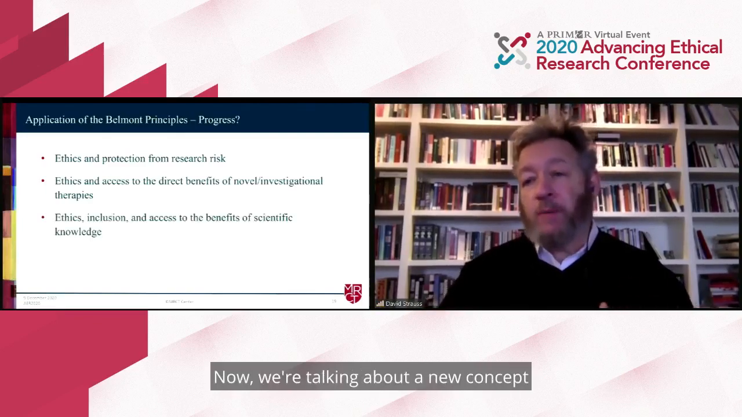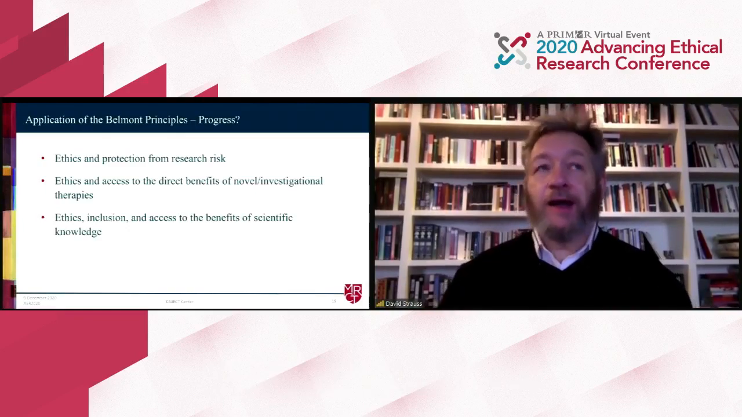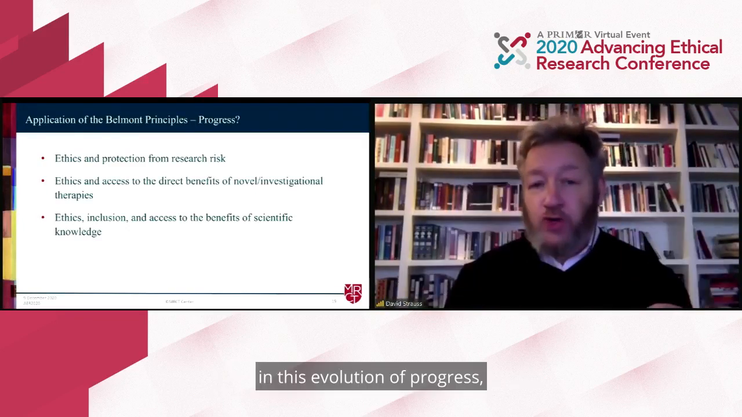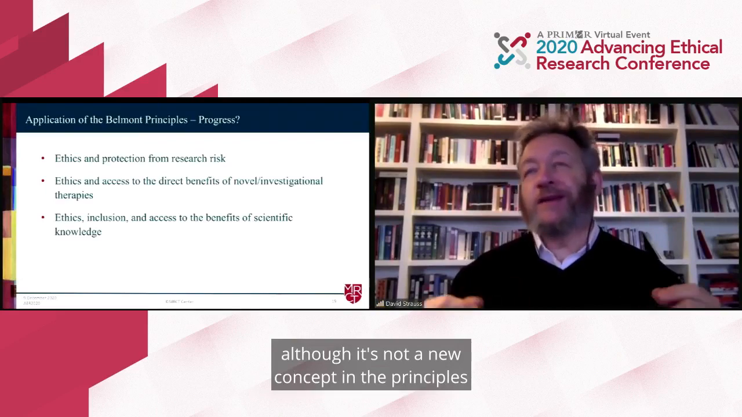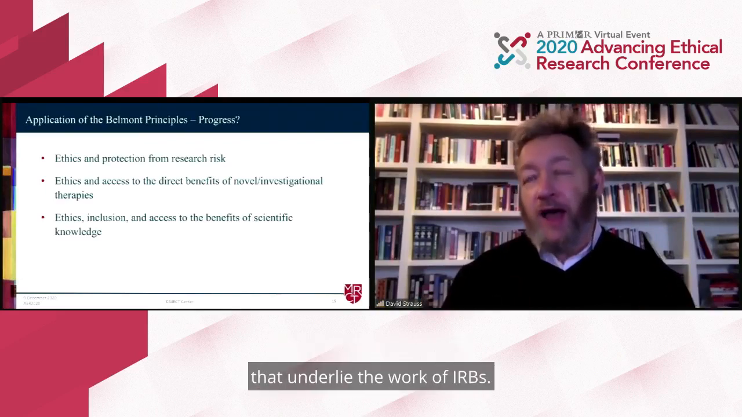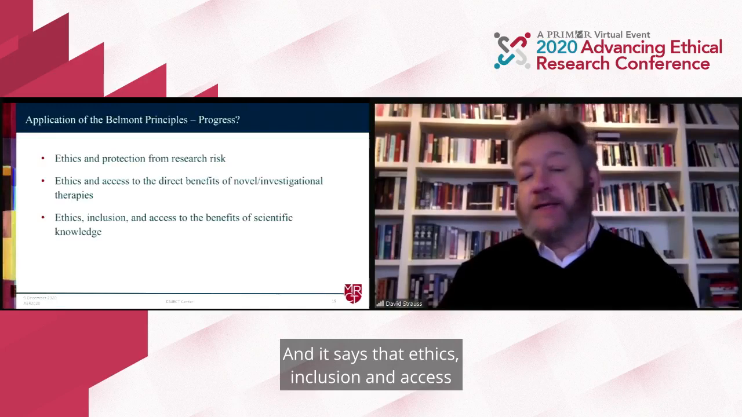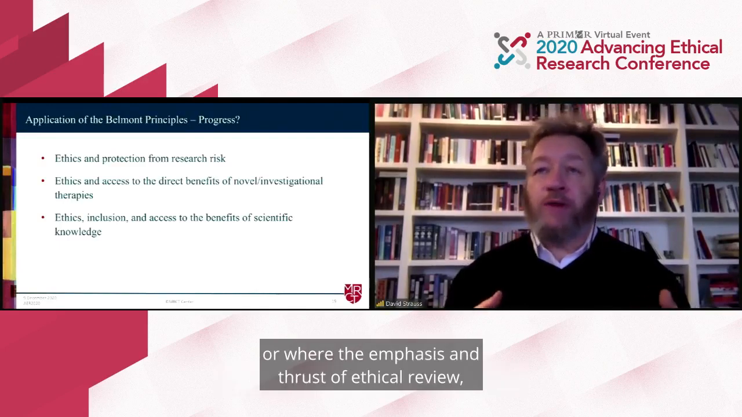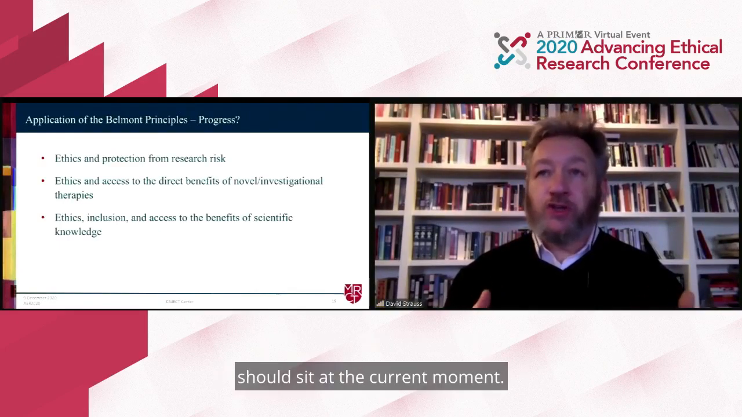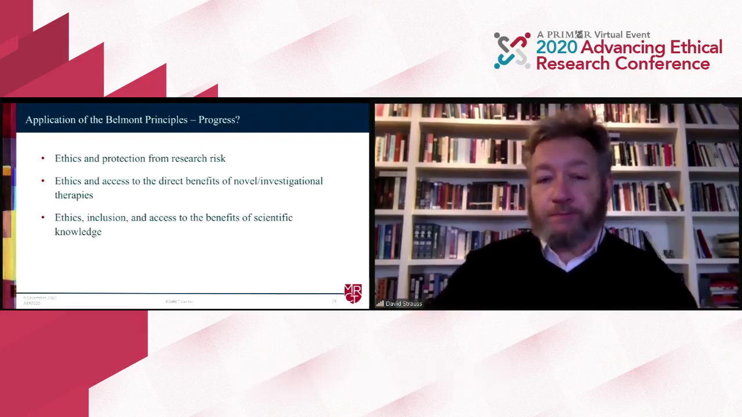Now we're talking about a new concept in this evolution of progress, although it's not a new concept in the principles that underlie the work of IRBs. And it says that ethics, inclusion, and access to the benefits of scientific knowledge are where the emphasis and thrust of ethical review should sit at the current moment.